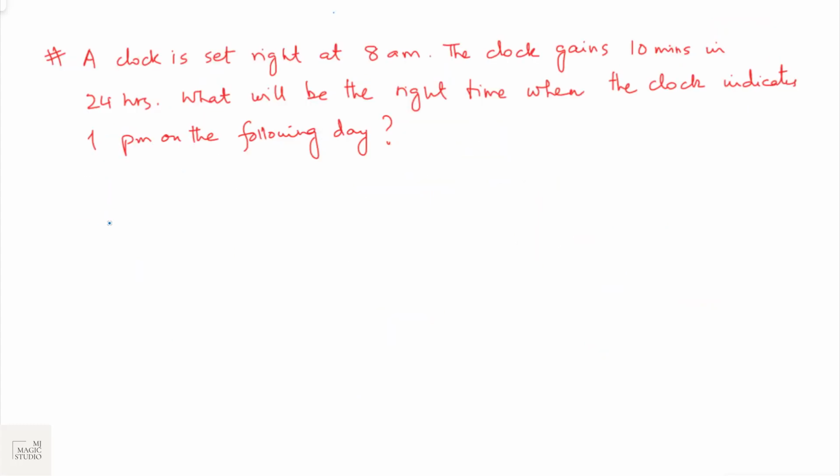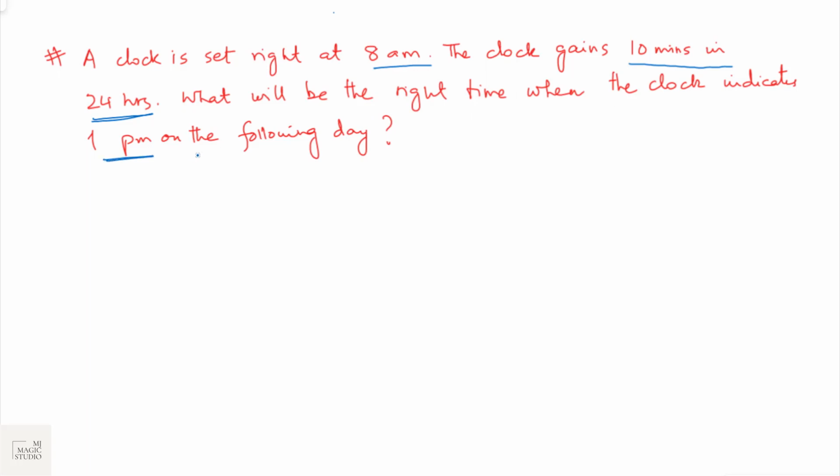Next level up are the questions related to slow and fast clock type questions. And there is no specific pattern, it's more of a logic. A clock is set right at 8 am. The clock gains 10 minutes in 24 hours. What will be the right time when the clock indicates 1 p.m. on the following day?